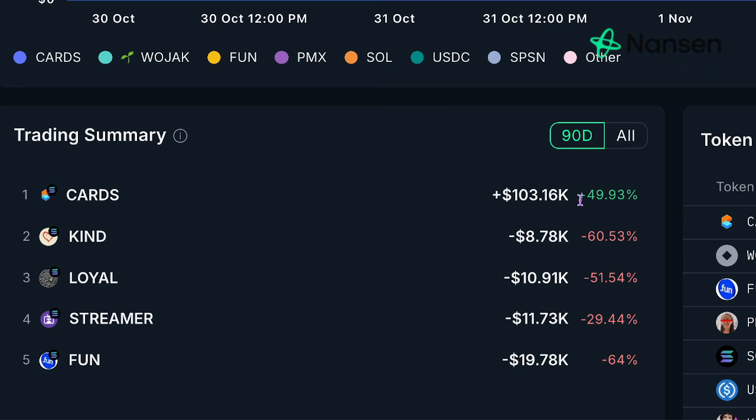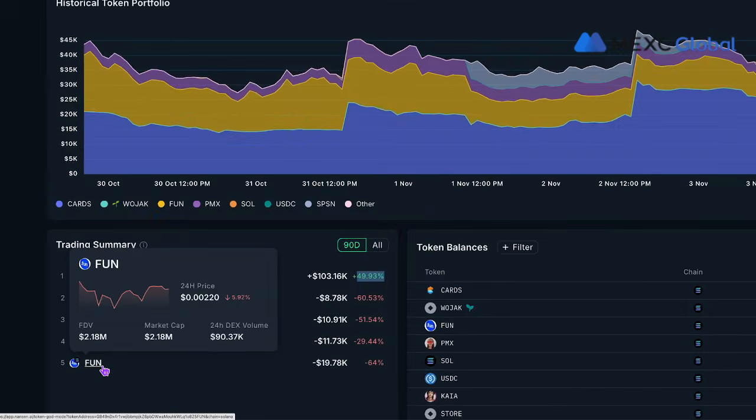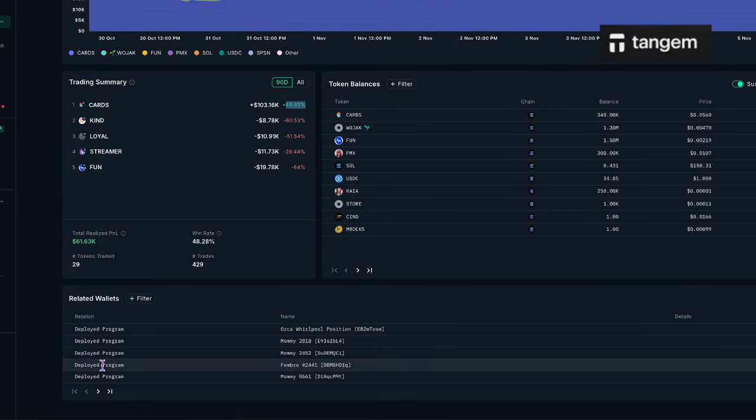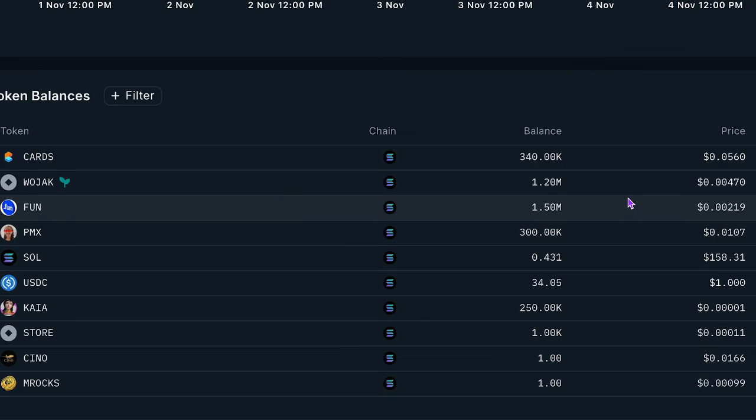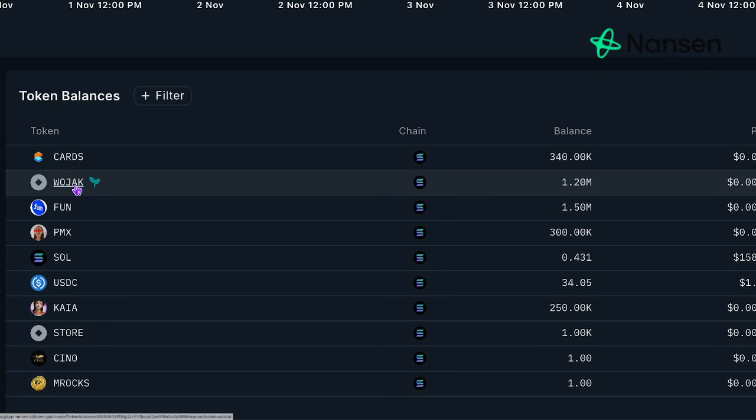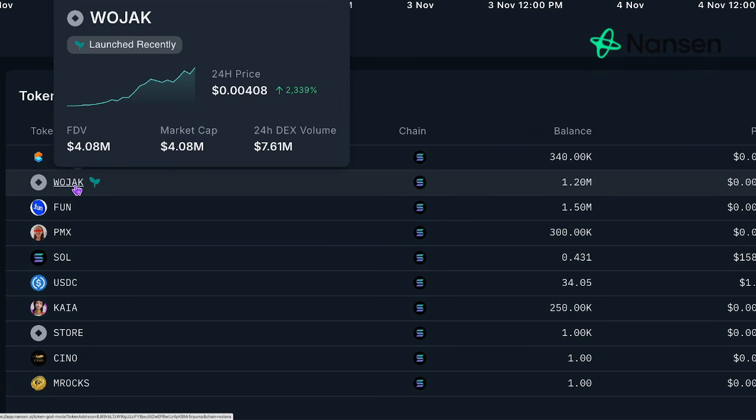But if you look at this, up on cards, 60% down on everything else, 20%. But this is what they've traded. And right now, it seems to me that this person is accumulating Wojak. They are a believer of meme coins because the market cap of Wojak is just $4 million. It's an OG meme coin, 24-hour DEX volume is labeled right there.